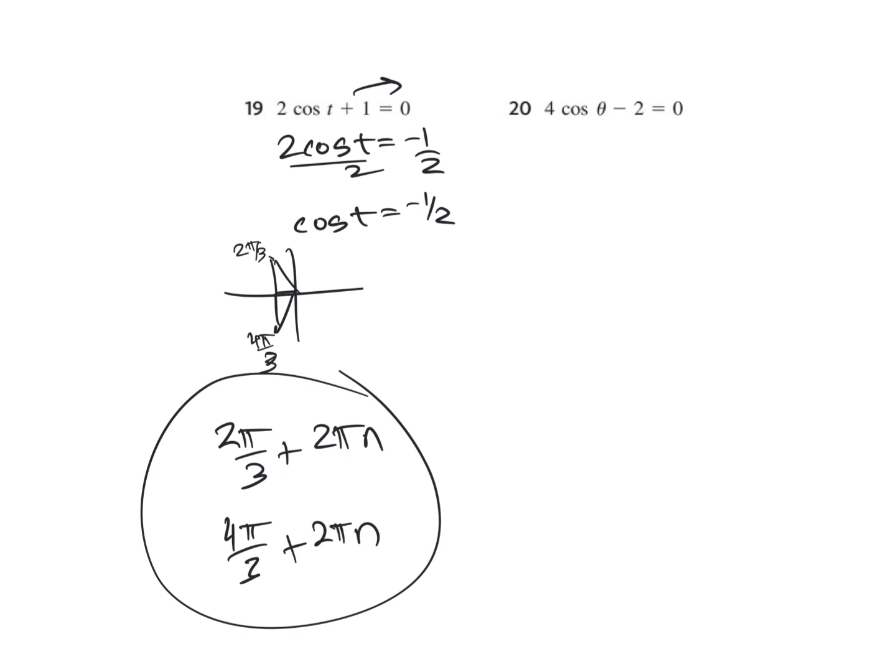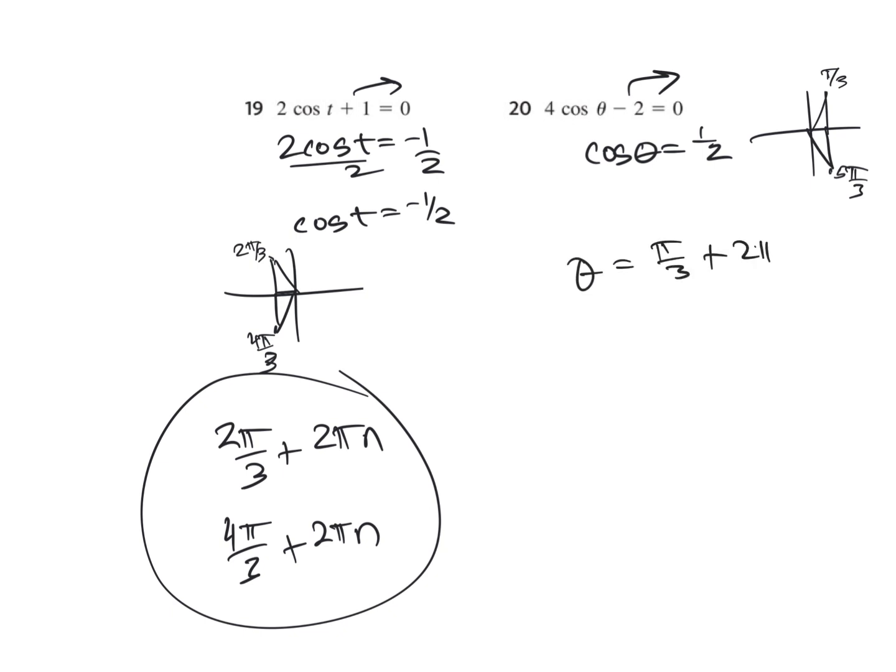Number 19. Add 2 and divide by 4. So the cosine of theta is 2 over 4, or 1/2. Positive 1/2. So again, we're at pi over 3 here, and x is positive down here at 5 pi over 3. So theta equals pi over 3 plus 2 pi n, and theta also equals 5 pi over 3 plus 2 pi n.